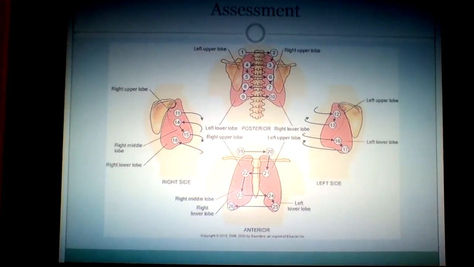So if you notice, with the vesicular, the inspiration was longer, and then there was a gap. And it was louder than the bronchial ones, okay?